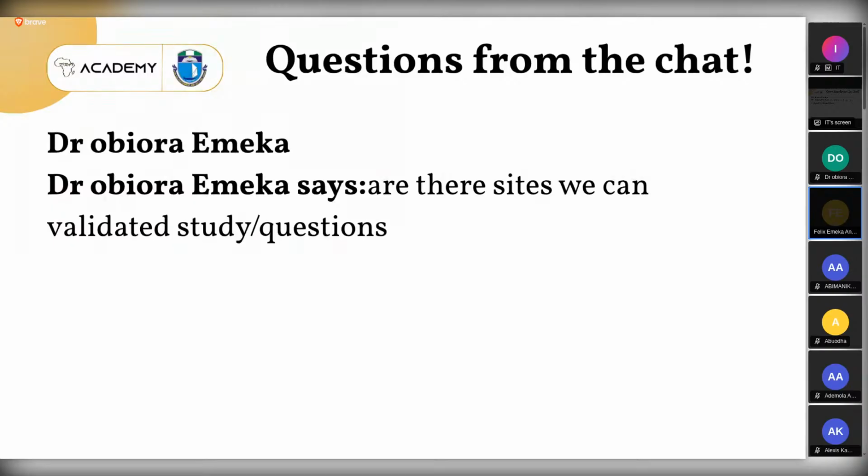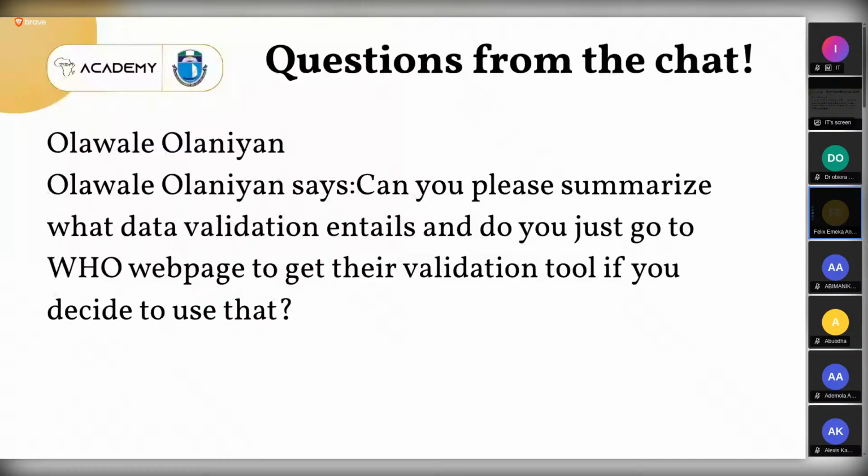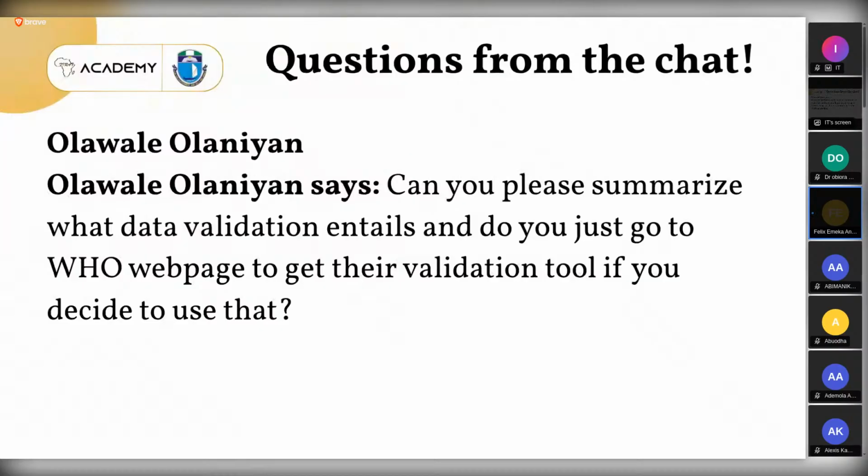Someone is asking, can you please summarize what data validation entails? And do you just go to the WHO webpage to get their validation tool if you decide to use that? Yes. WHO tools are available for free. You can go to the website and get it. You don't need any permission. If you have a study, for example, the prevalence of depression, just go to the internet and type WHO validated tool for prevalence of depression. If the tool is there, it will come out.